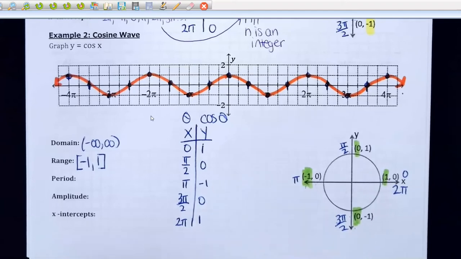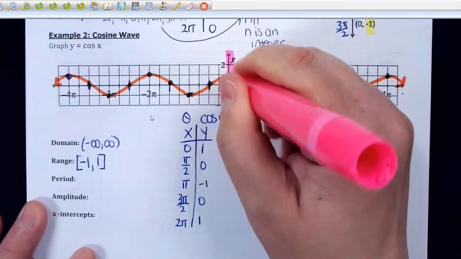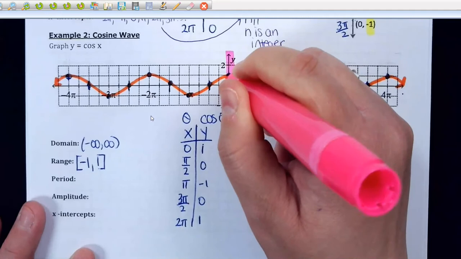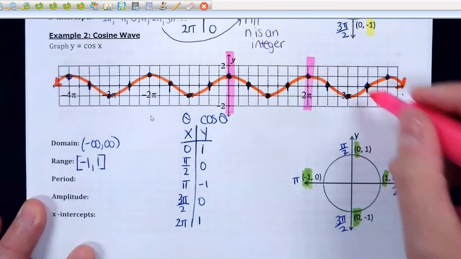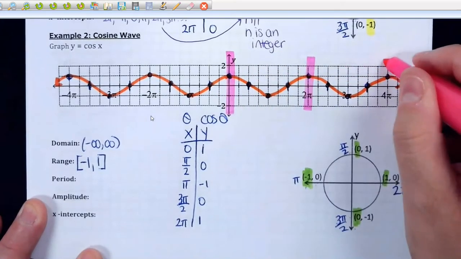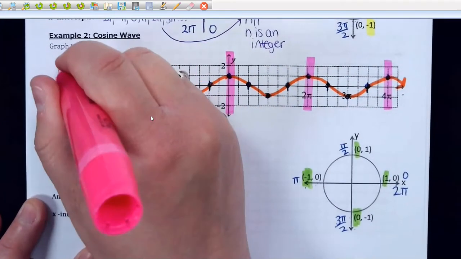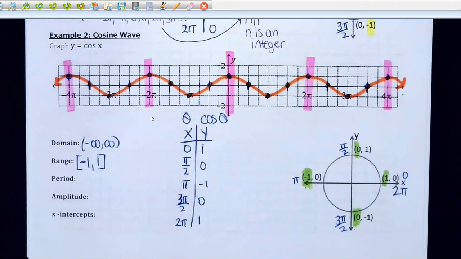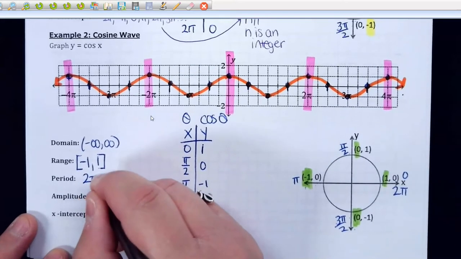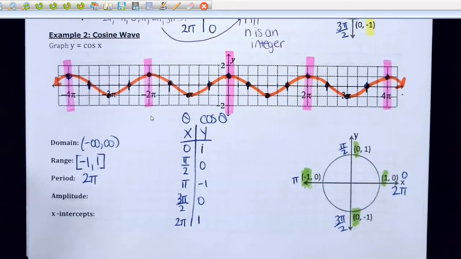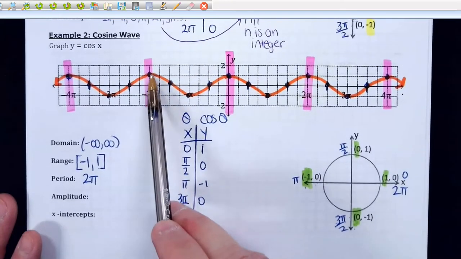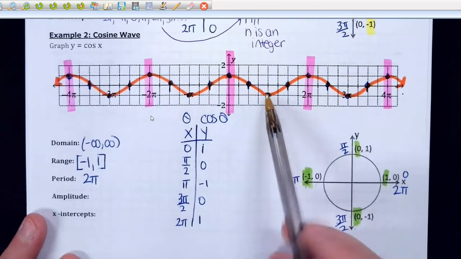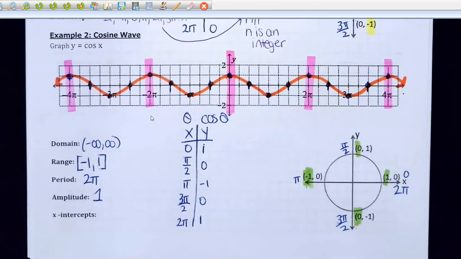Now, I'm going to line the period up here so you can see. From here, I start at 0, 1, go down, come back up, and then I restart the wave here. And you'll notice it took me 2 pi to restart that wave. So it looks different in terms of where it's placed, but the period for the cosine function is also 2 pi, just cosine of x. The amplitude is the same. The middle of the graph here again would be the x-axis. I'd go up 1 to get to the top, or I'd go down 1 to get to the bottom of the wave, so the amplitude is 1.